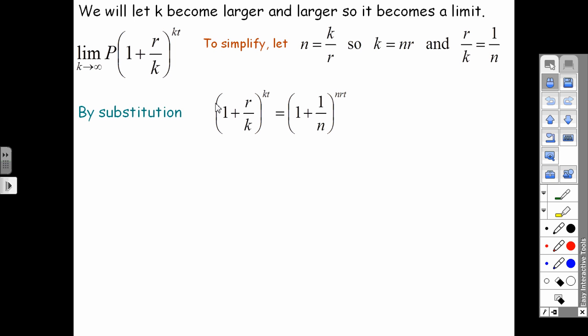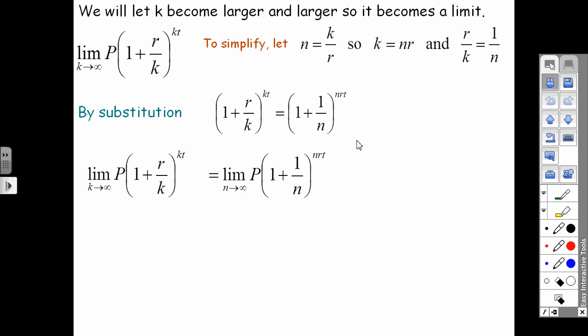Okay, so by substitution, this expression becomes this expression. So you can see this got converted to 1 over n, and the k got converted to nr. So if I go back to this whole limit that I'm talking about right here, since I'm going to now replace this with that, I have to change this k to infinity to become n to infinity. Because if you look, this whole expression, there's no more k anymore. So really, it's this number that's in the denominator that we're worried about going to infinity. So it's the n.